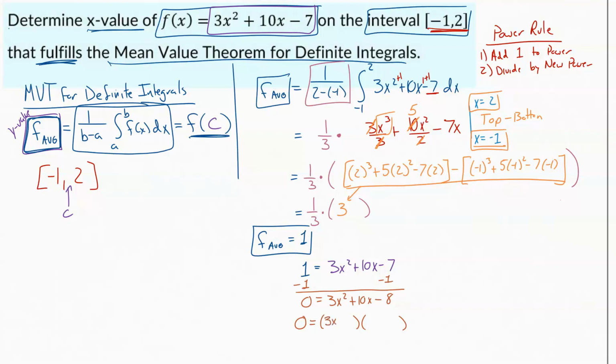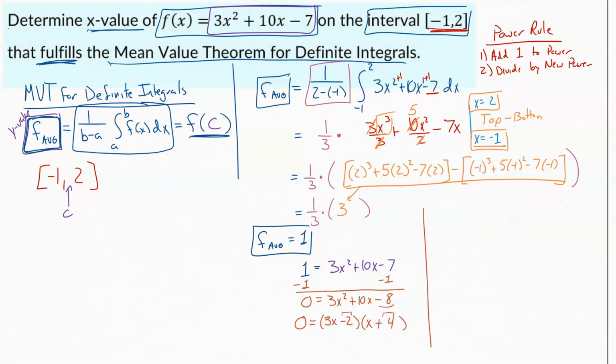So here we're going to factor this. This is going to be 3x times x, which is going to get us 3x squared up front. We need to make a positive 10 out of here, so I'm going to have 4 on this, which is going to get me there, and then -2, because -2 times 4 gets me -8. So I end up with 12x minus 2x gives me 10x.